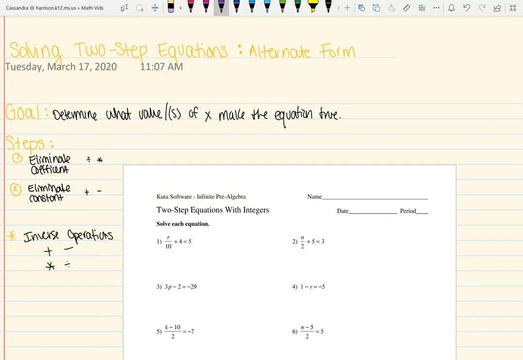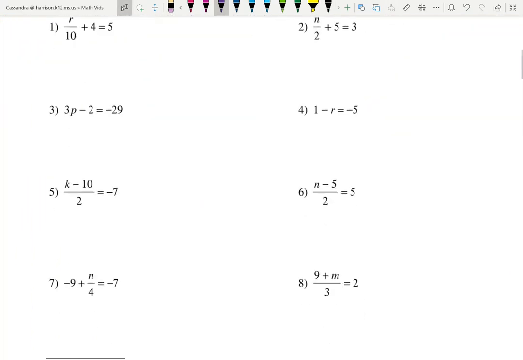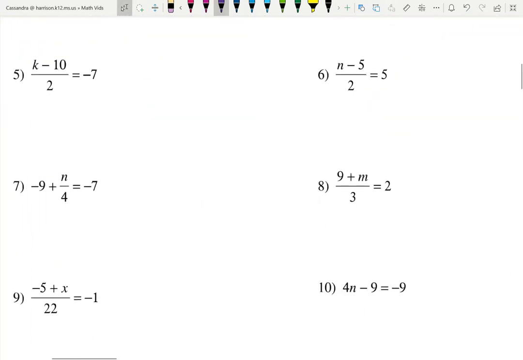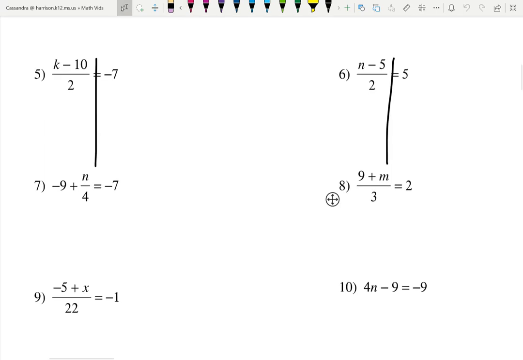I'm going to do number 5 and number 6 with you, eliminating the coefficient first and then eliminating the constant. If you remember from the last video, the first thing I have my students do is draw a line straight down the equal sign. Some kids like to do that at the very beginning of their whole worksheet just to give them somewhere to start. Some people just go one problem at a time. For these type of problems, we are going to be getting rid of the coefficient first.